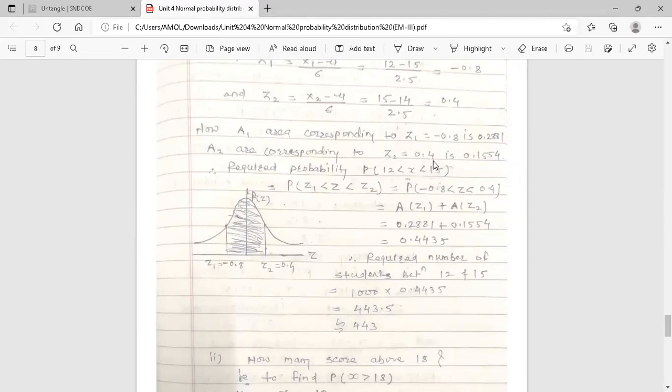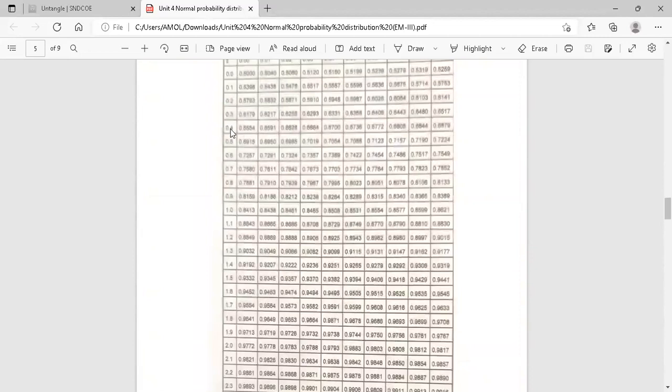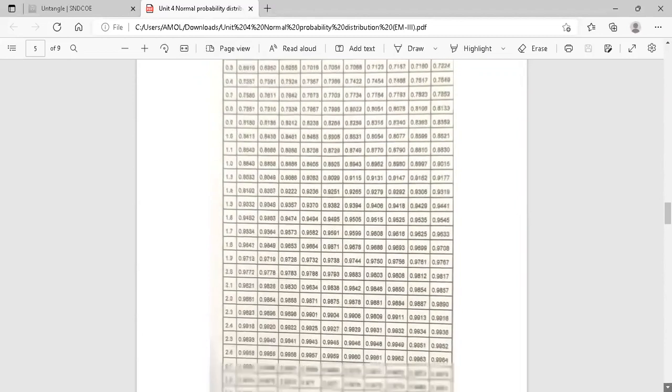Then A2 is the area corresponding to Z2. Z2 is 0.4. You see the area of 0.4 in the table when the difference is 0, because the value is only 0.4. In the distribution table, 0.4 is in the first column, and the value is 0.6554. Subtract 0.5 from this value, and that will be the area of 0.4.